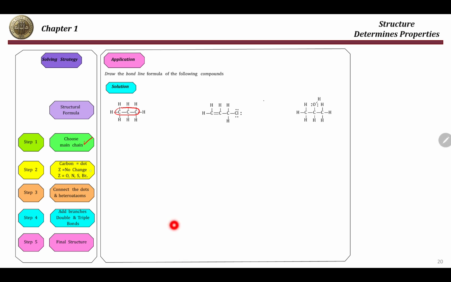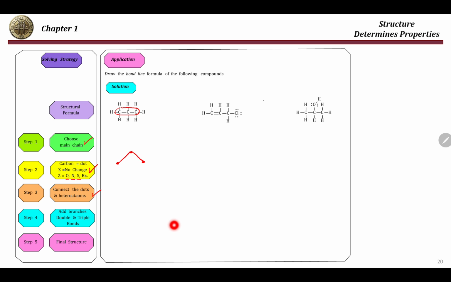Second step is replacing each carbon by a dot, whereas keeping oxygen or nitrogen or sulfur as they are. For example, in this case here, we have 3 carbons, so we will draw 3 dots, and those dots should be drawn in a zigzag form. The third step will be connecting these dots. So I will connect these dots by single bonds.